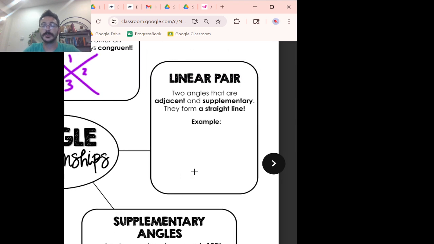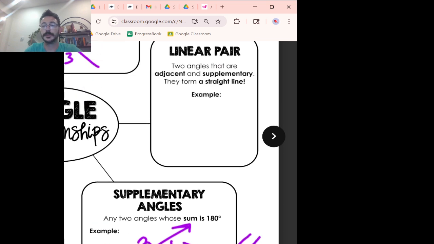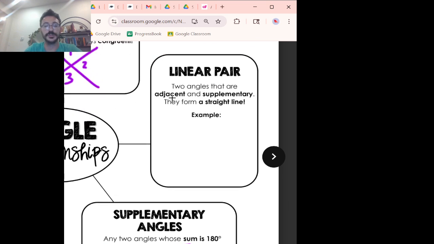And then lastly, a linear pair. Save this one for last because it uses supplementary and adjacent in its definition, where supplementary angles could technically be two angles that are not connected. A linear pair does need to be adjacent, so they need to share that side, kind of like what I showed you originally for the supplementary. So 1 and 2 that time. And they do need to form a straight line.